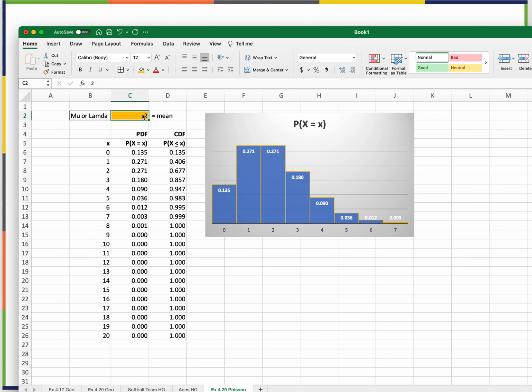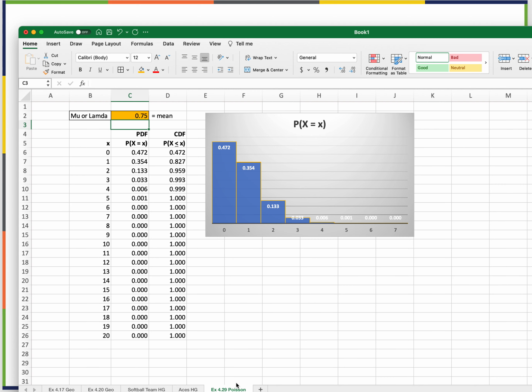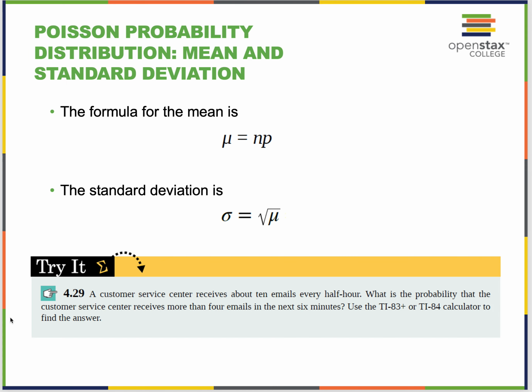If I change the mean, if she gets 2 calls in that time, it changes this way. So the bigger I make the mean, she gets 2.5 calls in that time period, it becomes less skewed. The smaller I make it, the more skewed it is. So what would we have? 0.75 for the first one. There we go. If I do this again, I'll probably just copy this and change it for whatever other example we do.